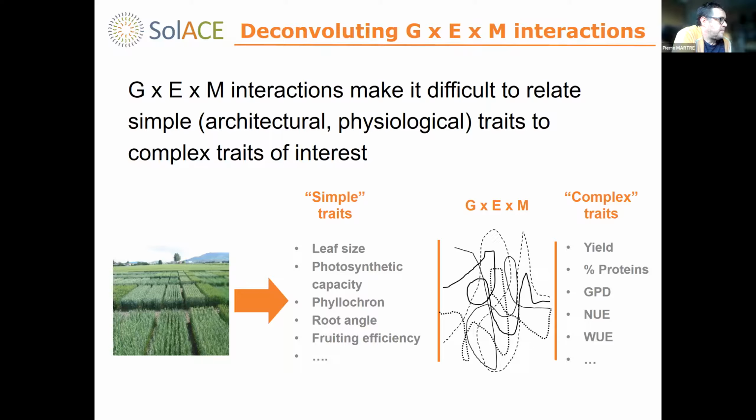So the interactions between the environment, the management and the genotype make the connections between simple architectural or physiological traits and the more complex traits of interest difficult. So how could we find our way in this very complicated road between these simple and complex traits?